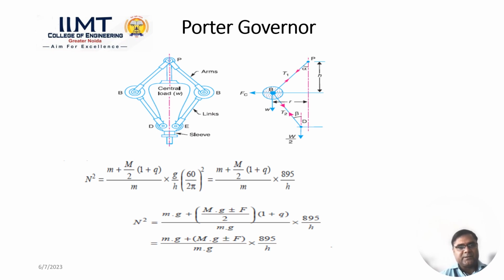If we talk about the friction generated on the sleeve, and you consider the frictional force, the equation is modified to n square equals mg plus capital Mg plus or minus f, where f is the frictional force between the sleeve and the spindle, divided by mg, multiplied by 895 divided by h.